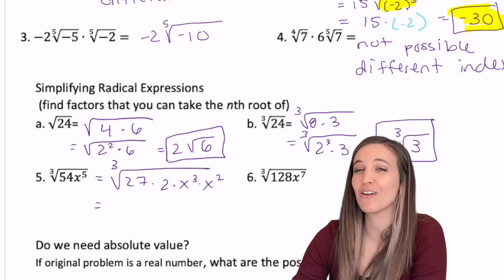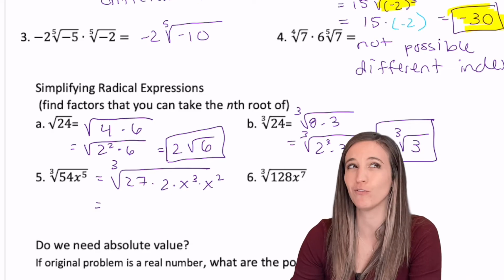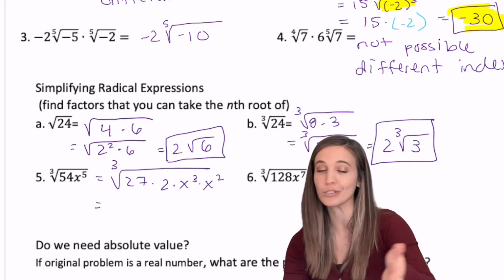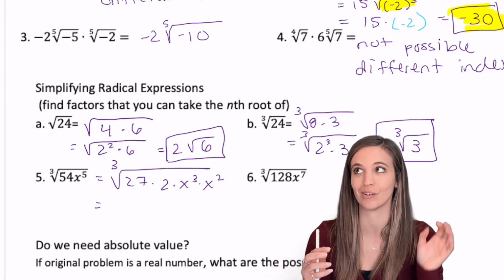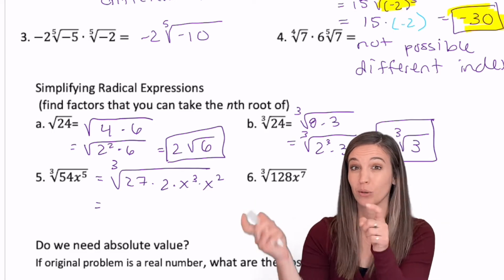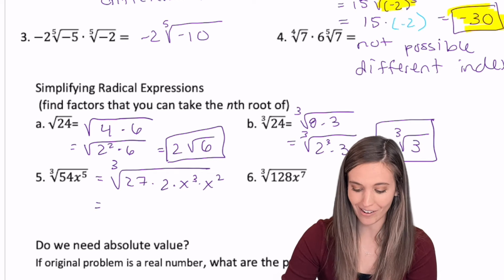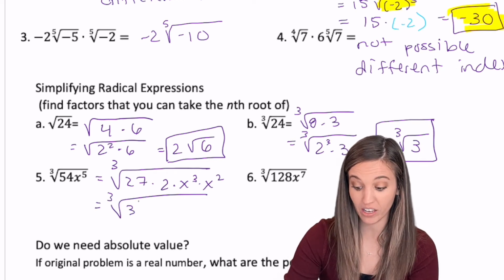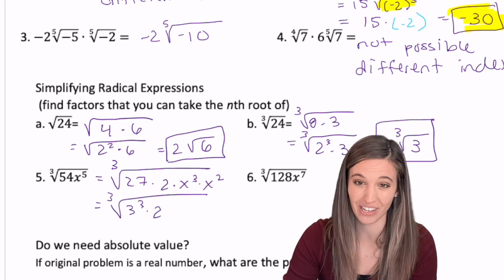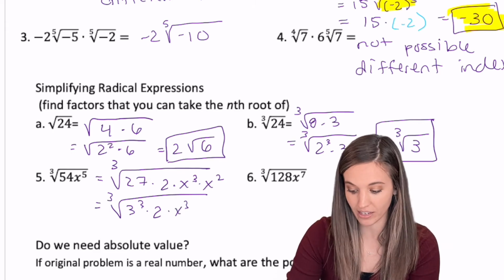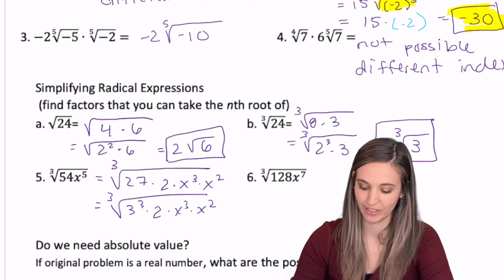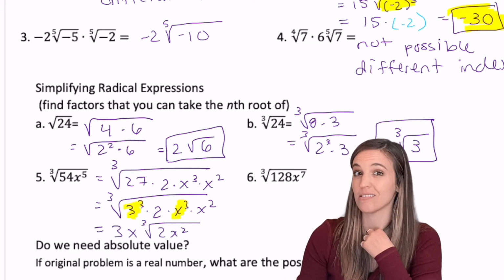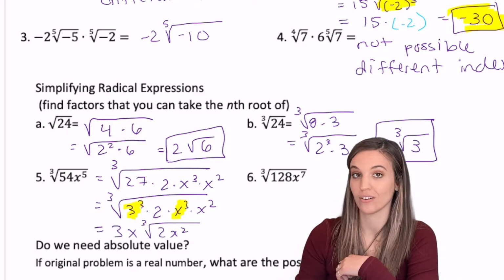For number 5, I'm looking for cubes again. So I have this 54, well, 27 times 2 is 54, and then x to the 5th, I'm looking for cubes. So x to the 3rd times x squared, because 3 plus 2 is 5. So here I can write 3 cubed times 2, there's nothing I can do with that, times we already have the x cubed times x squared. Now I can take the cube root of things that are cubed. So I get 3x times the cube root of 2x squared.